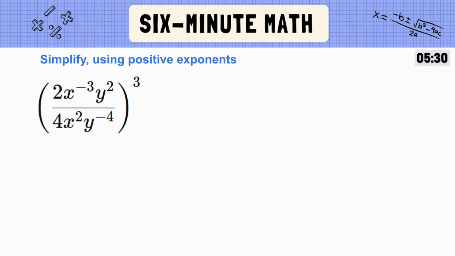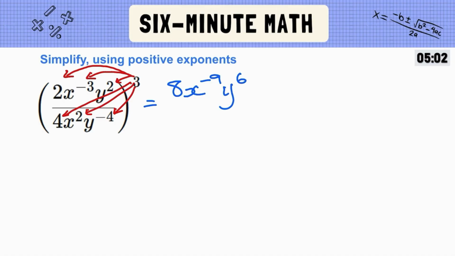Now, for this specific example, I'm going to first do power of a power. So I'm going to multiply this exponent of 3 into all the items in my brackets. 2 cubed is 8. X to the negative 3 times 3 is x to the negative 9. And y squared times 3 is y to the 6.